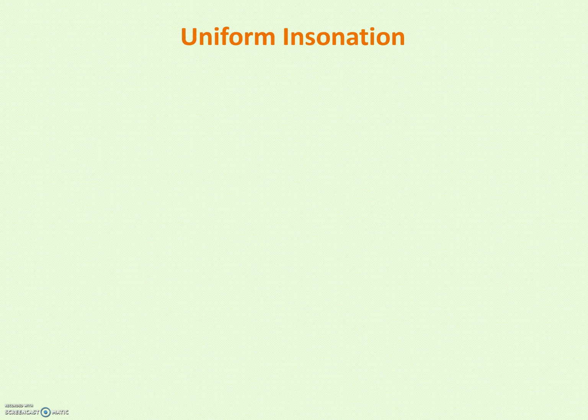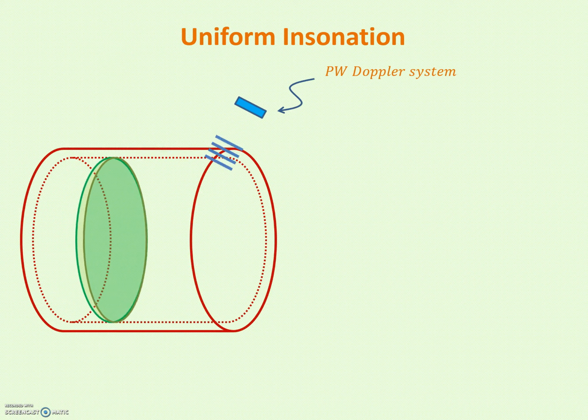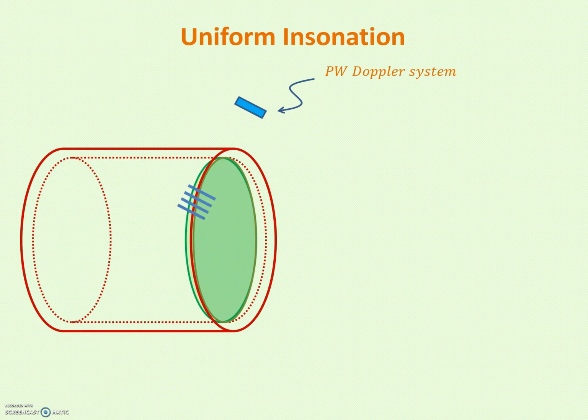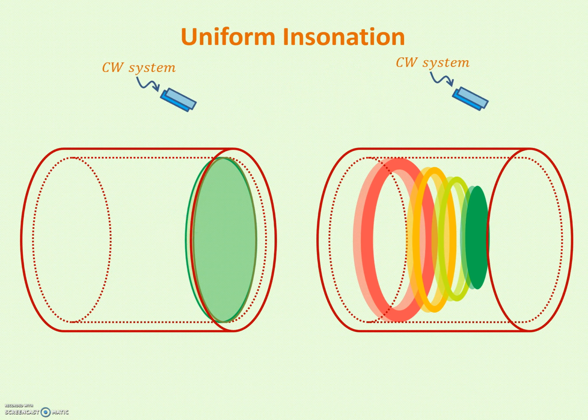So how do you capture all those different velocities moving through a peripheral artery? Well, it's this idea of uniform insonation, and it's hard to do with a PW system. Even if you use a wide gate that encompasses the entire vessel, based on the physics of pulsed wave ultrasound, especially in shallow blood vessels, you're actually not sampling all of the red blood cells moving through. And you can see the difference here, using a PW system, between plug flow and laminar flow.